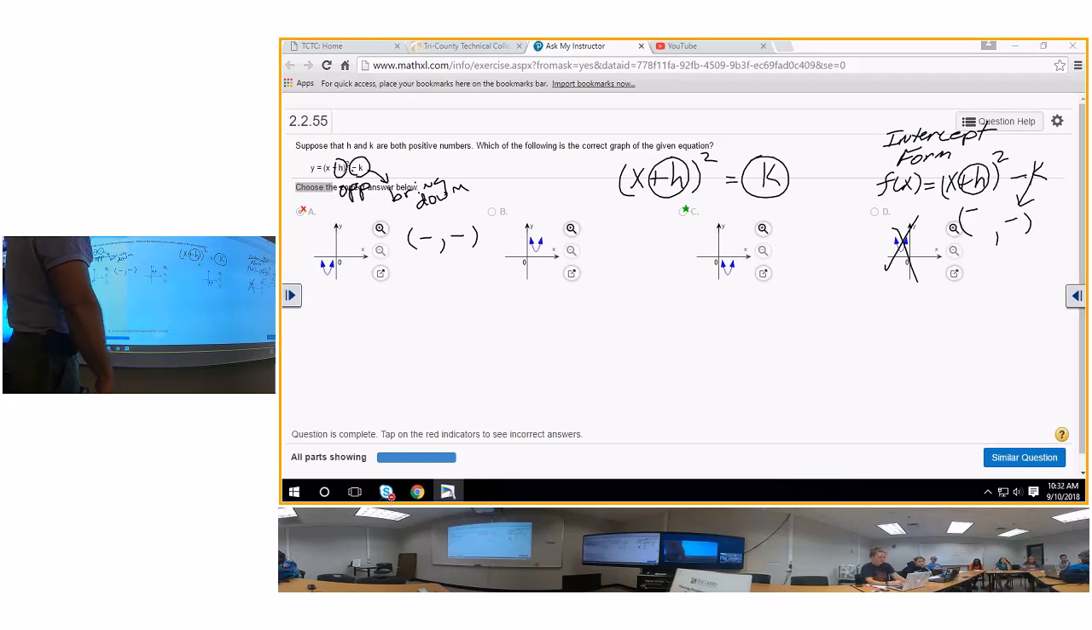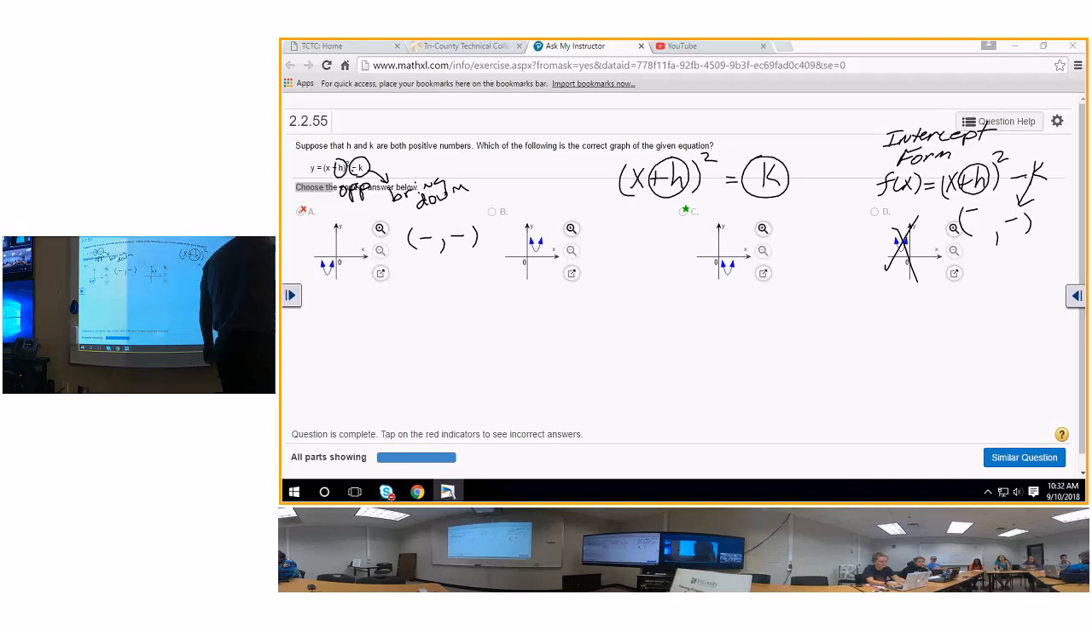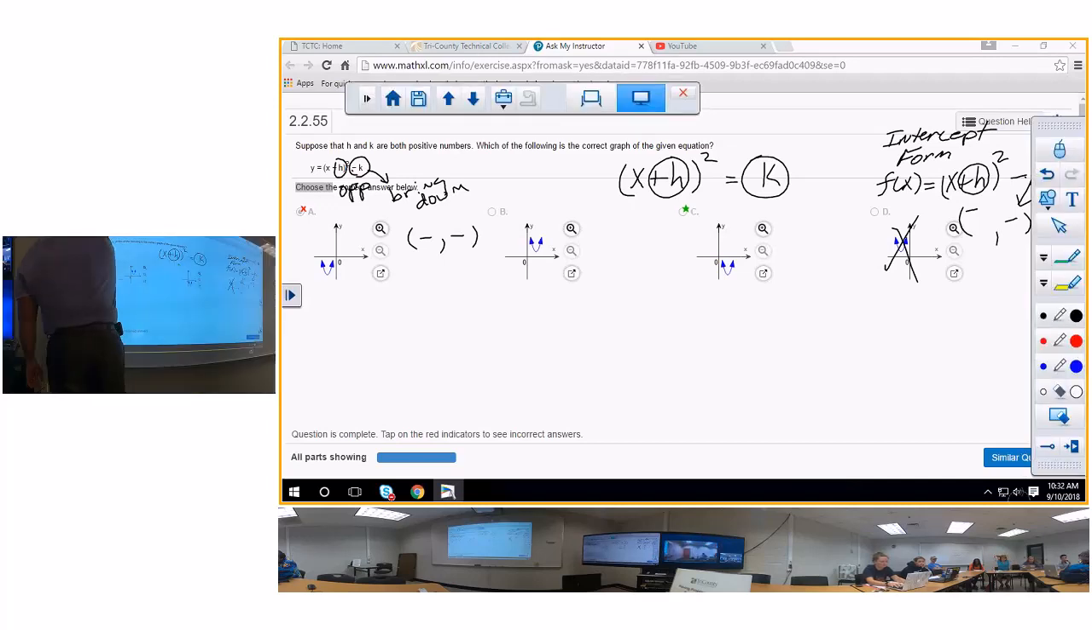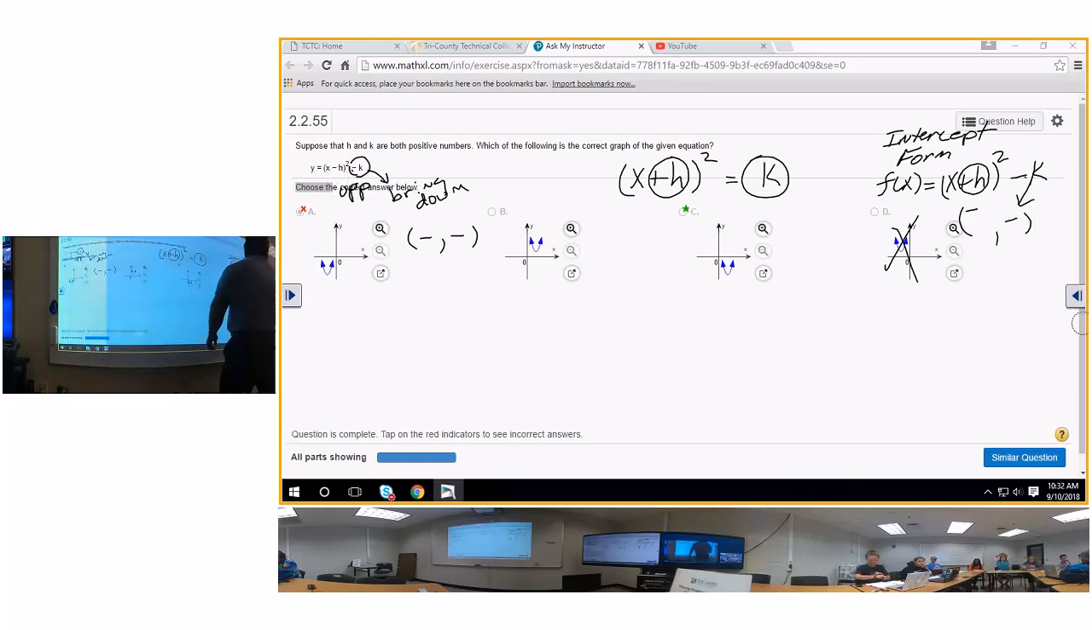Is that a positive or a negative? I can't even see. It's a negative H, so it would be positive, right? Hold on, let me see. This is exactly why I don't teach this.